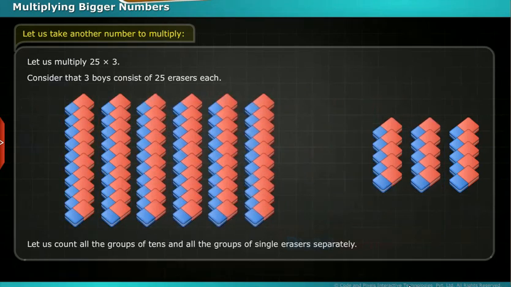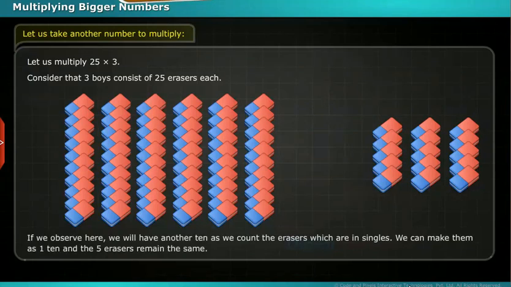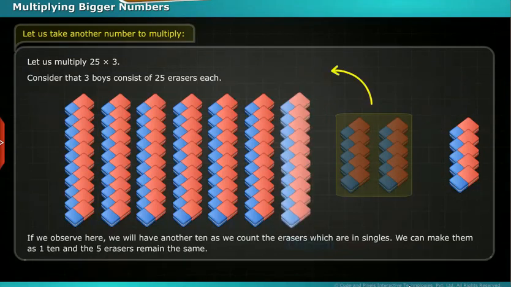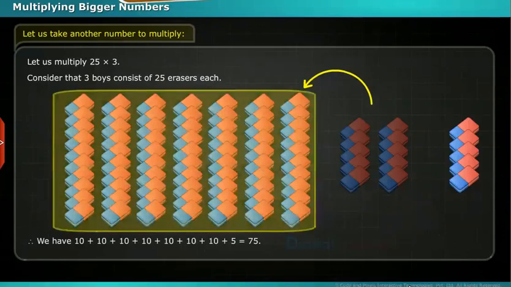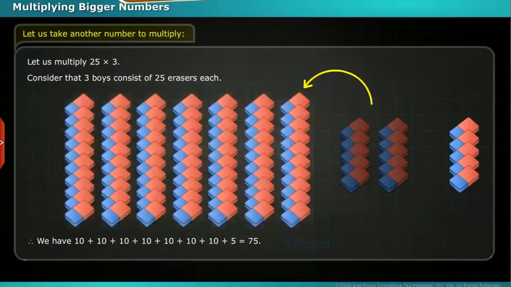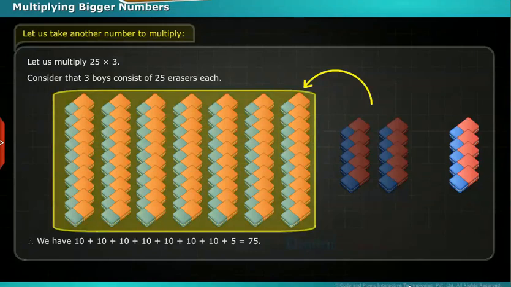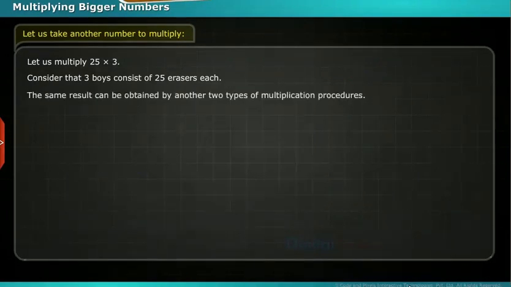Let us count all the groups of tens and all the groups of single erasers separately. If we observe here, we will have another 10 as we count the erasers which are in singles. We can make them as 10 and the 5 erasers remain the same. We have 10 plus 10 plus 10 plus 10 plus 10 plus 10 plus 10 plus 5 is equal to 75.